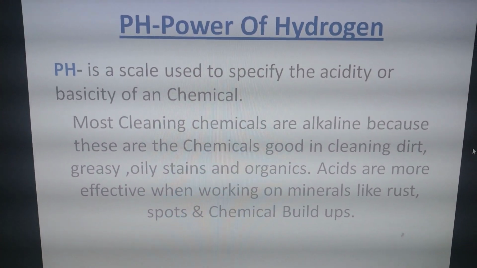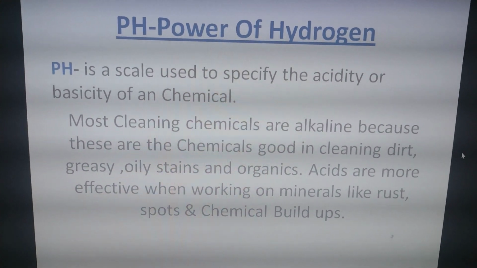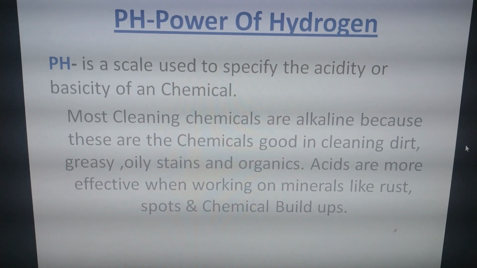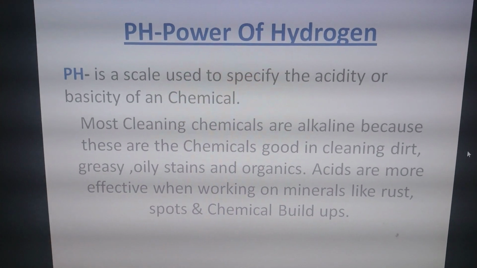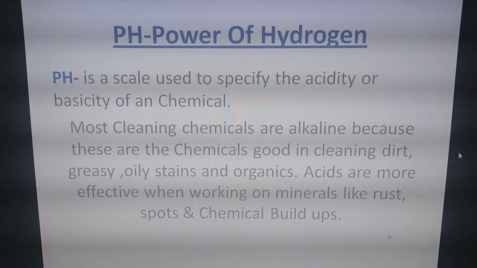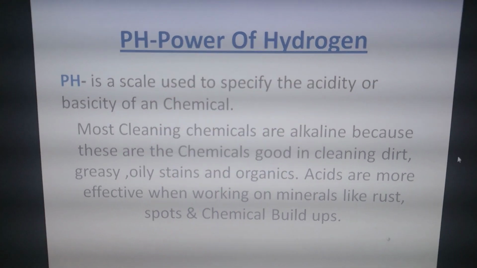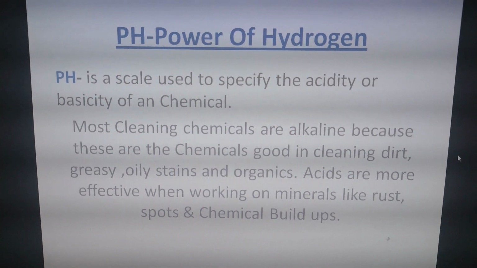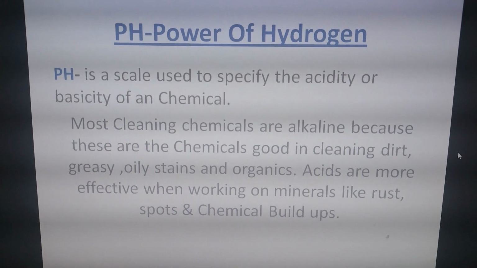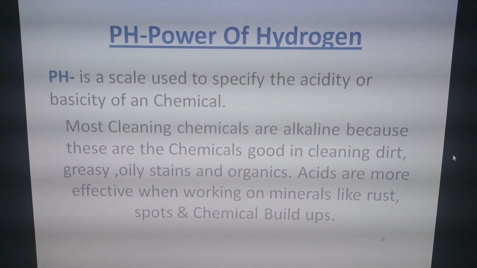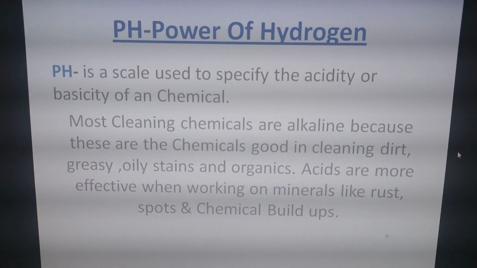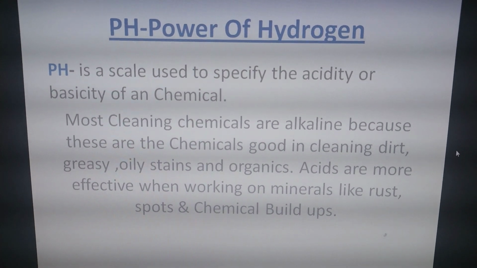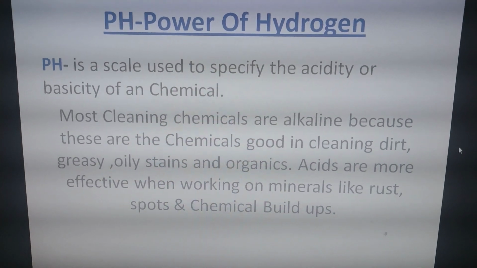So pH is the power of hydrogen. pH is a scale used to specify the acidity or alkalinity of a chemical, that is, the basicity. Most cleaning chemicals are alkaline because these chemicals are good at cleaning dirt, grease, oily stains and organics. Acids are more effective when working on minerals like rust, spots and chemical buildups.